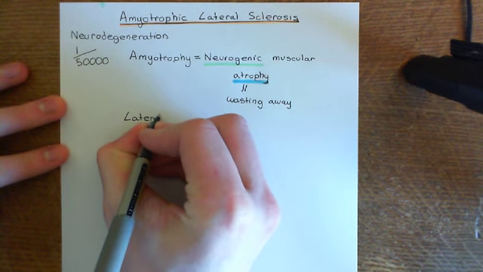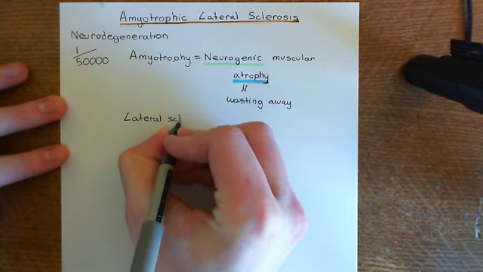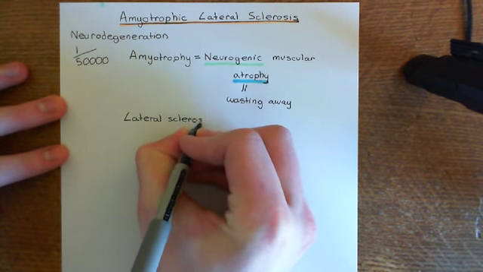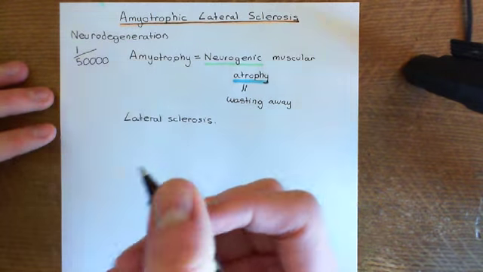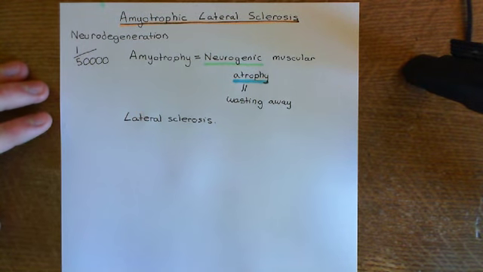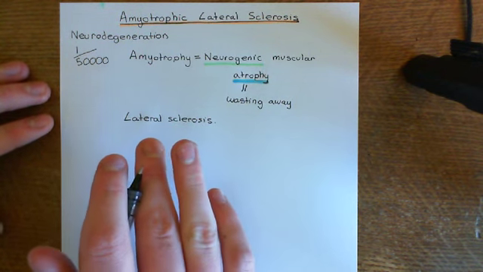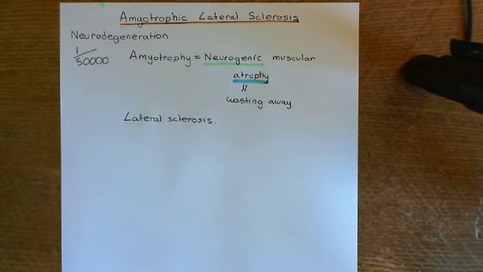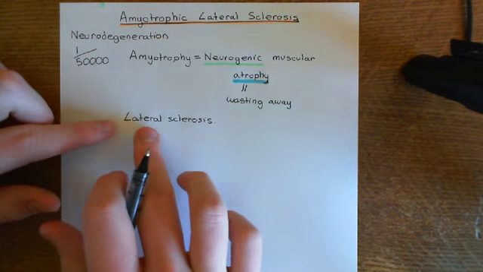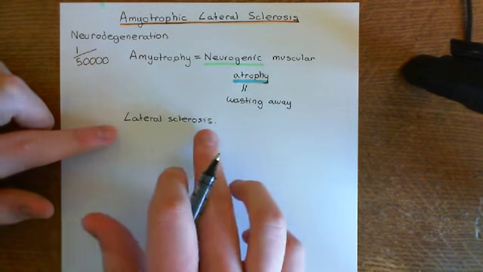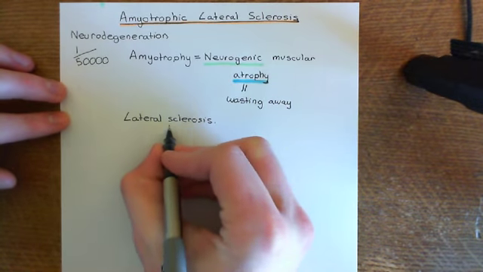What does that refer to? Well, this is something that unfortunately can only be seen by a pathologist at autopsy. This refers to a feature of the spinal cord. When pathologists examine the spinal cord of people who have suffered from amyotrophic lateral sclerosis at autopsy, they find that the lateral portion of the spinal cord is extremely hard, basically.